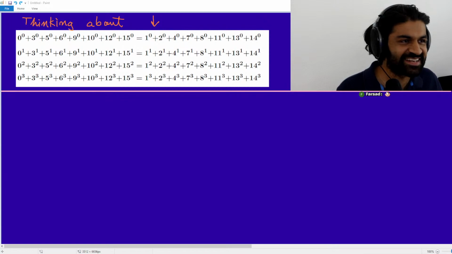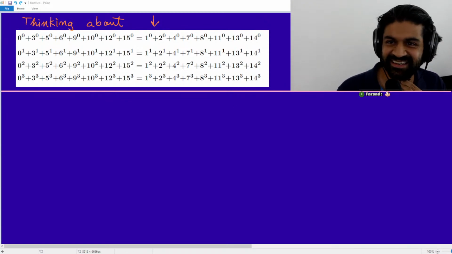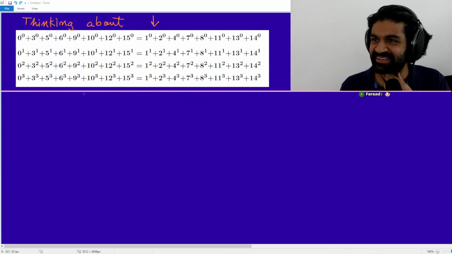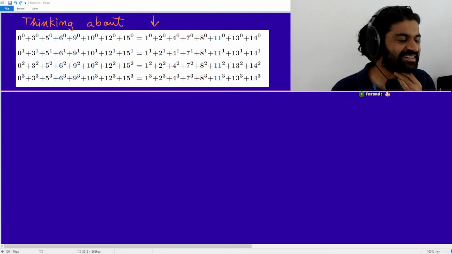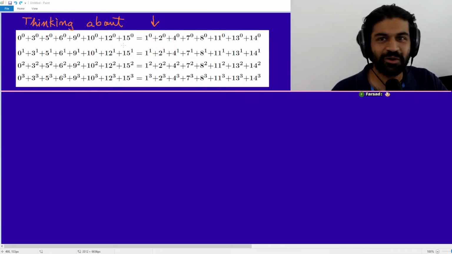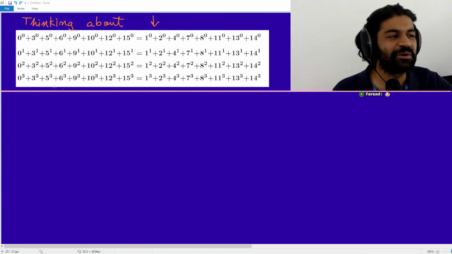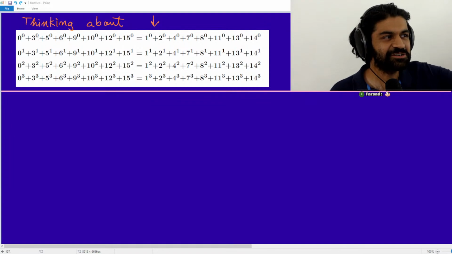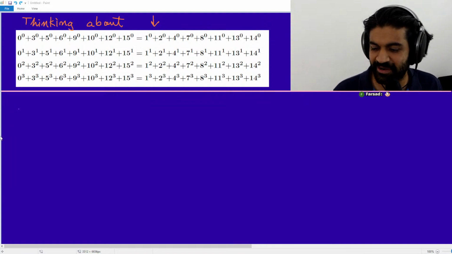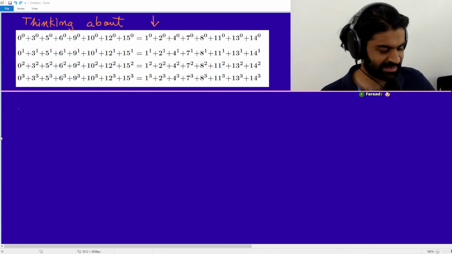So today I wanted to think about this rather curious thing here. It's a very odd little, what seems like a coincidence. You have 0 to the 0 plus 3 to the 0 plus 5 to the 0 plus 6 to the 0, all the way to 15 to the 0, and so on. And then it goes all the way up to cubes. So essentially you're splitting the numbers 0 through 15 into two groups, right? So you can imagine the numbers 0 through 15.